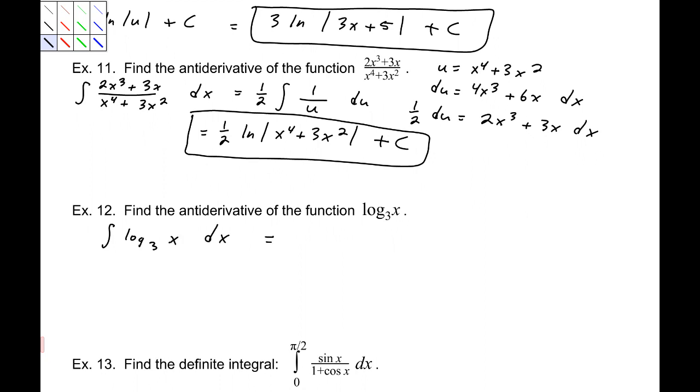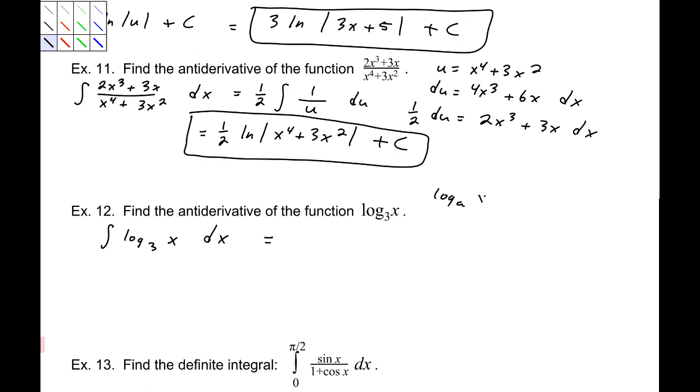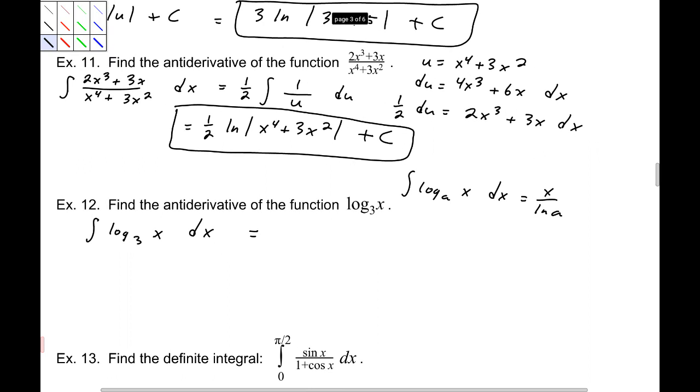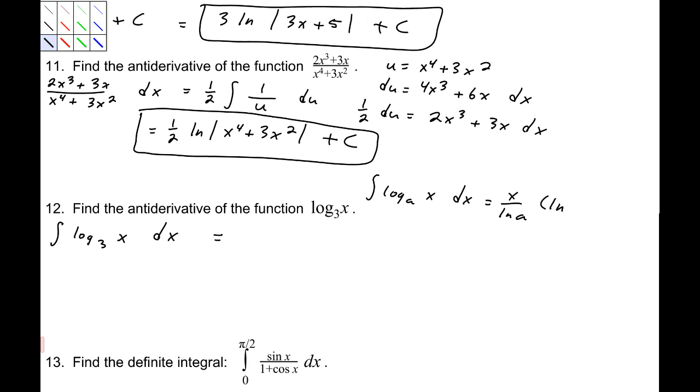Now we had a formula, right? I guess that's what you would call it, a formula at the top of our paper there. The integral of log base a of x, dx, equals x over natural log a times natural log of x minus 1 plus c. Now we can use that with this. The difference is our a, in this case, is just 3. Alright, so a is 3 in that function.